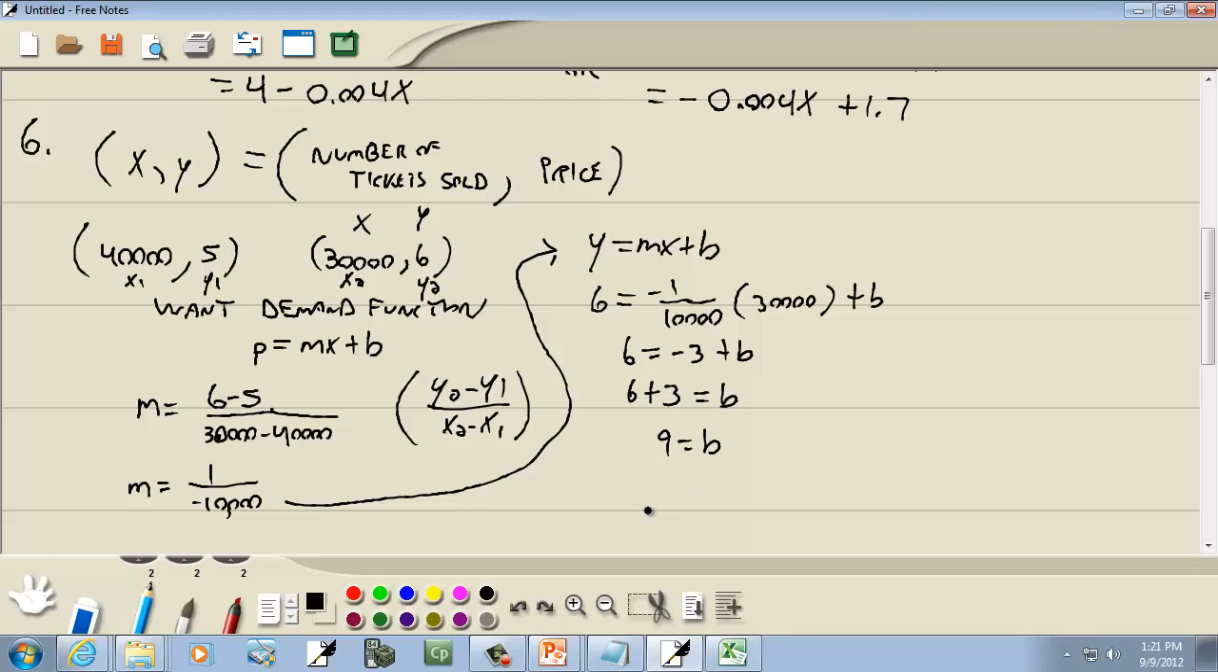So our demand function, little p, is equal to mx plus b. M we said was negative 1 over 10,000, x plus b, which is 9. So we'll come back to that.